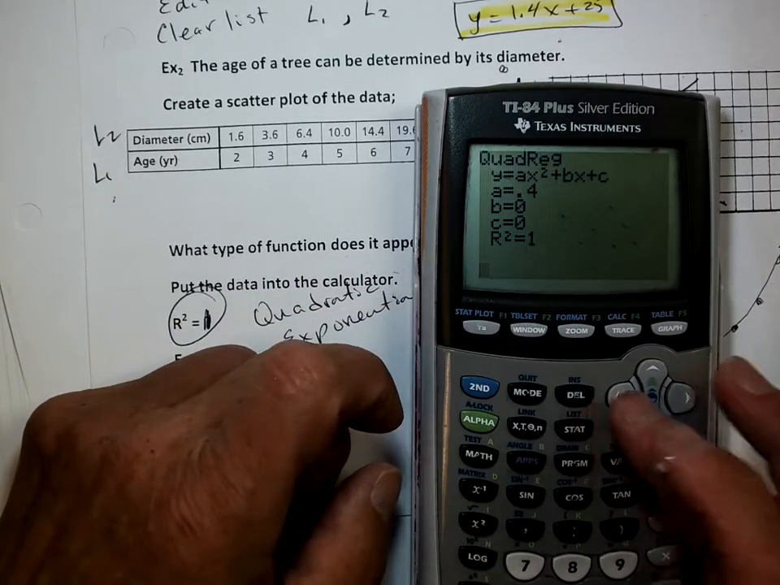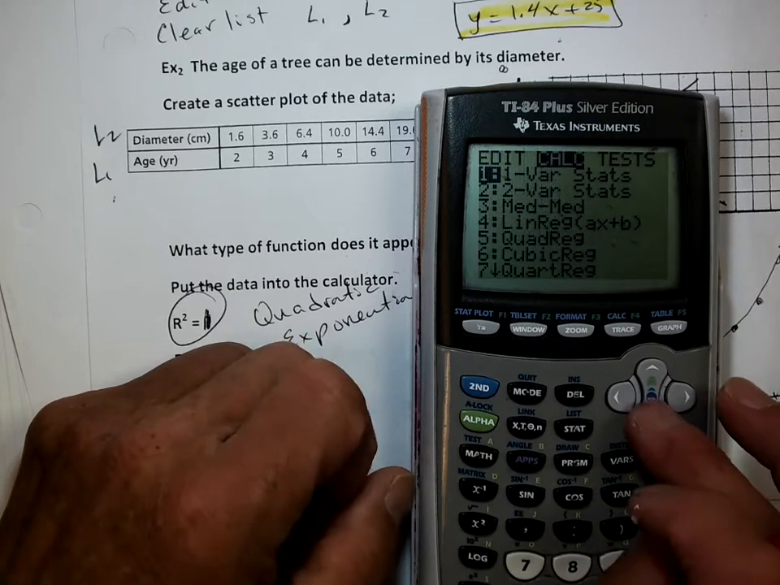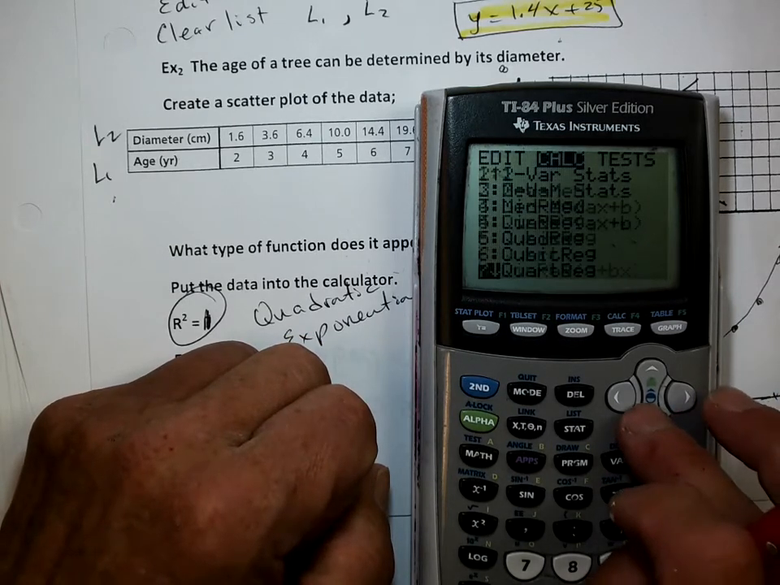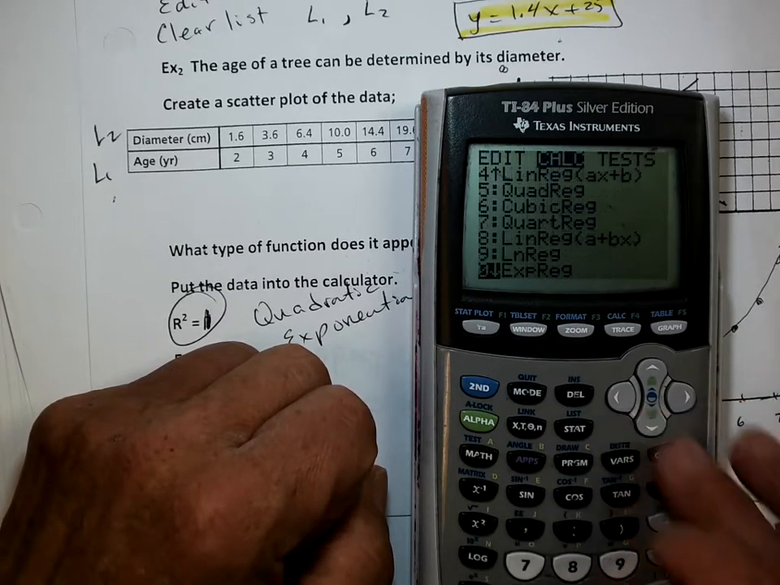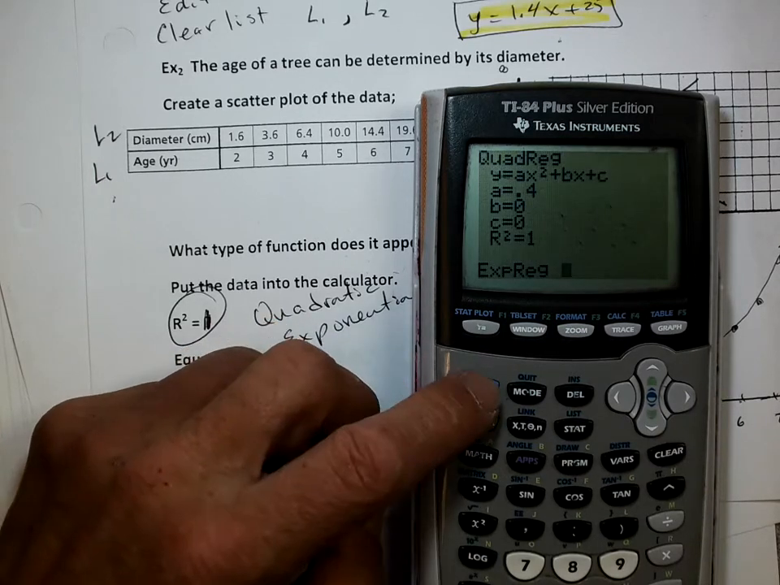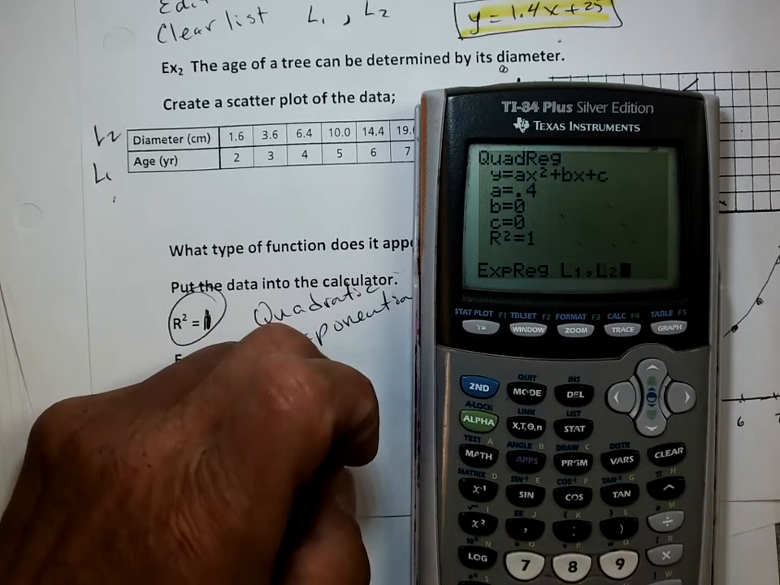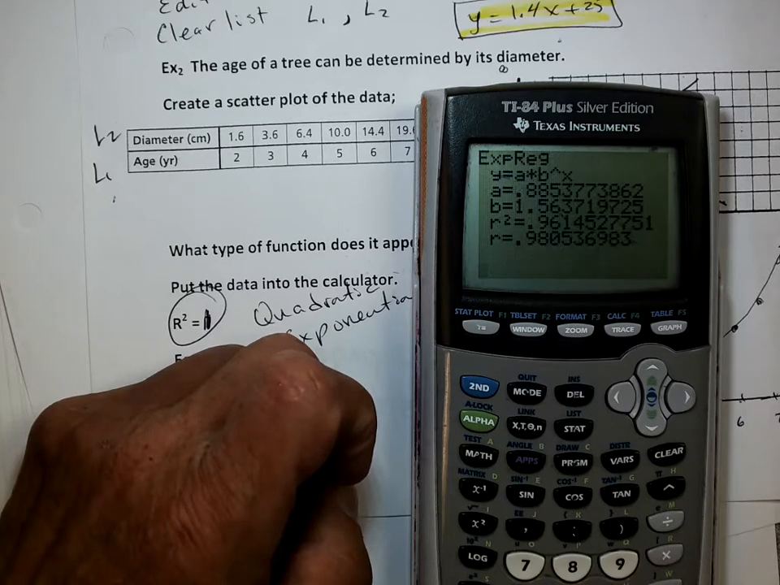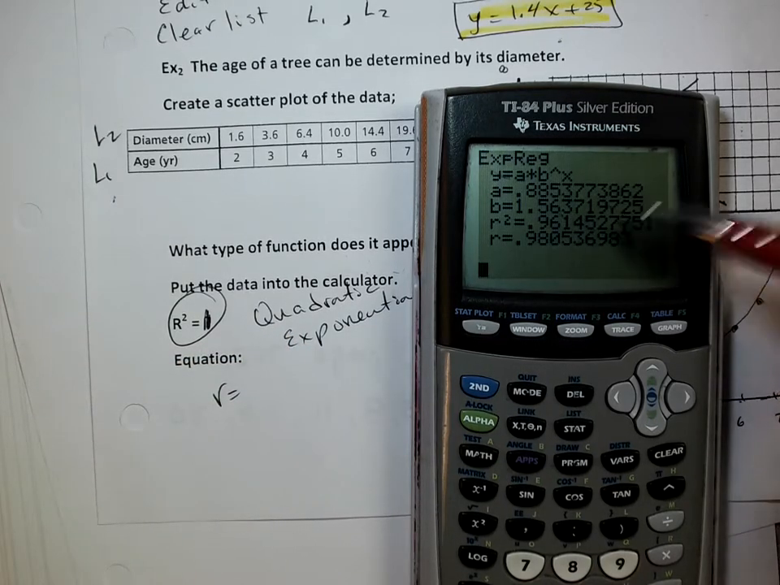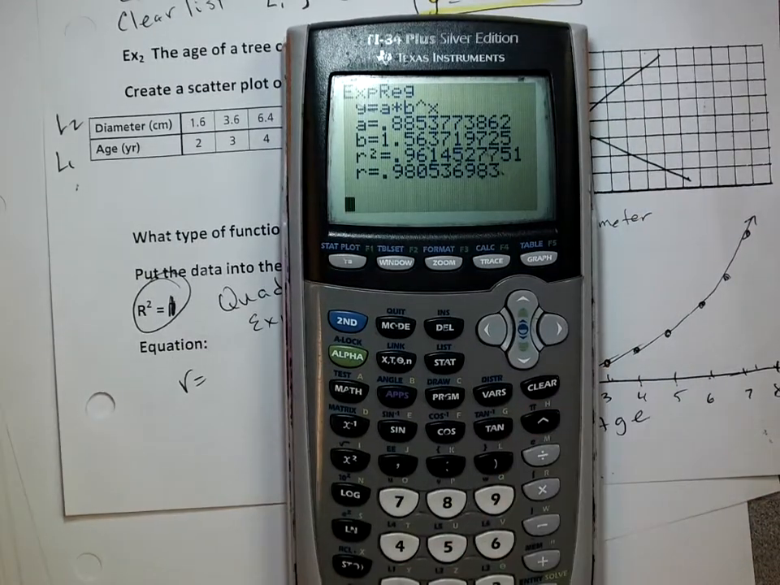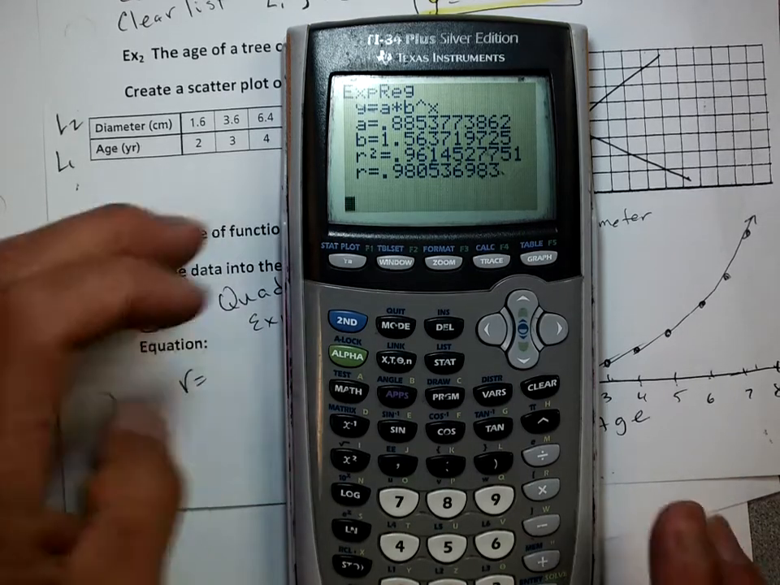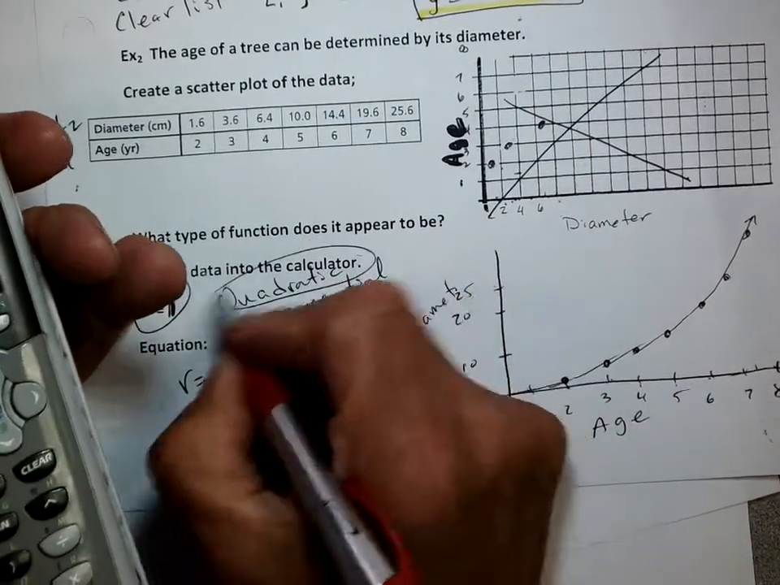Okay, so if I go back to stat, calculate, my exponentials there, L1, comma, L2. Oh, see, it's a different R, and the R is still good. My R is still a good R. It's still a really good R, but my quadratic is much better. It's 100%, right? So it's got to be quadratic.